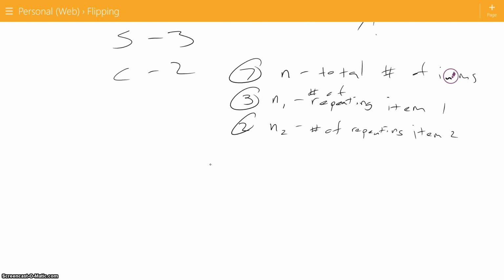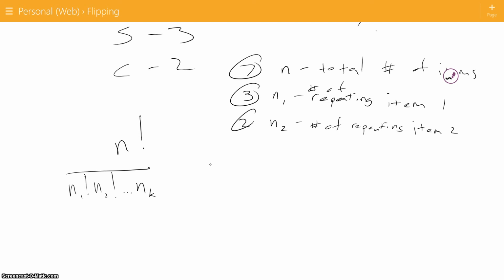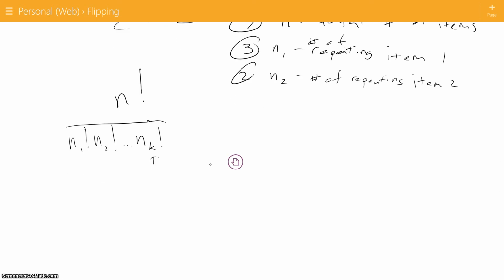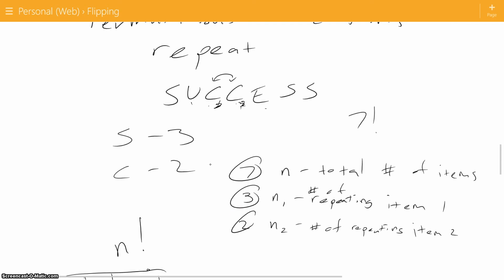My general formula for this is going to be n factorial over n1 factorial times n2 factorial all the way down to n however many. I'm just going to put k here, factorial, because this just stands for, I could have 1,000 things that are repeating. It gives me flexibility. We're not really going to see too many that get very big, but it is there if you need it. But let's see how this works so that you'll get a better grasp of how to use this yourself. So we're looking at success.